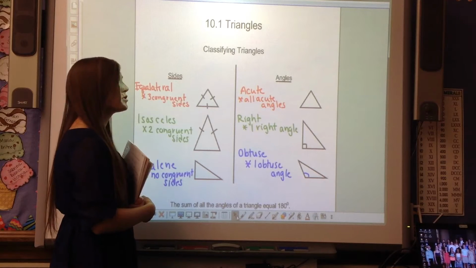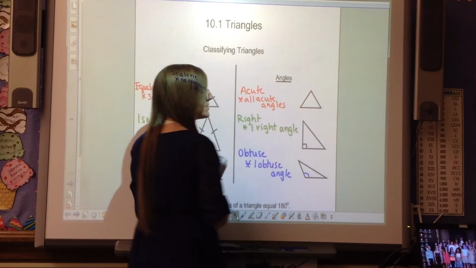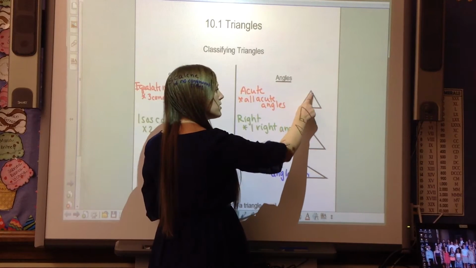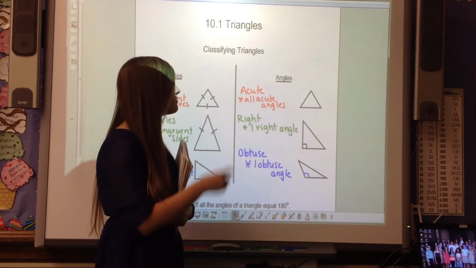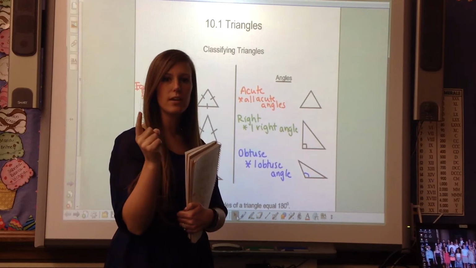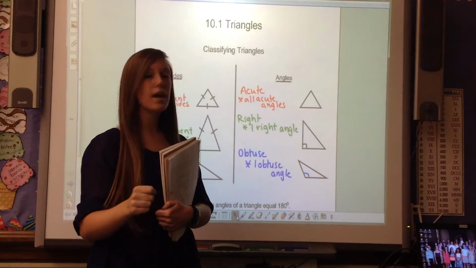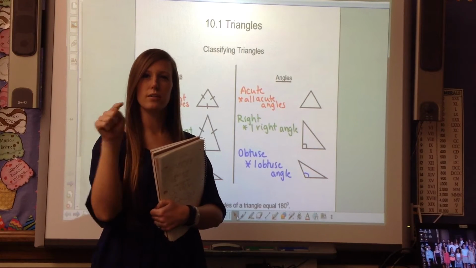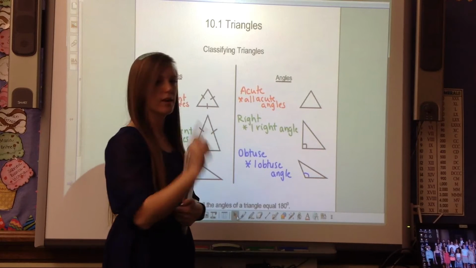Another way to classify triangles is by its angles. So angles are where the line segments meet. If all three of the angles are acute, it's an acute triangle. If one of the angles is a right angle, it's called a right triangle. Think about, could all of the angles be right in a triangle? Think about trying to make a triangle with all right angles. That actually makes a square. So that's why there's only one right angle.